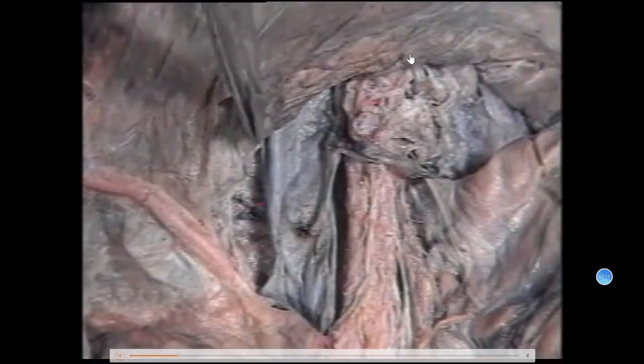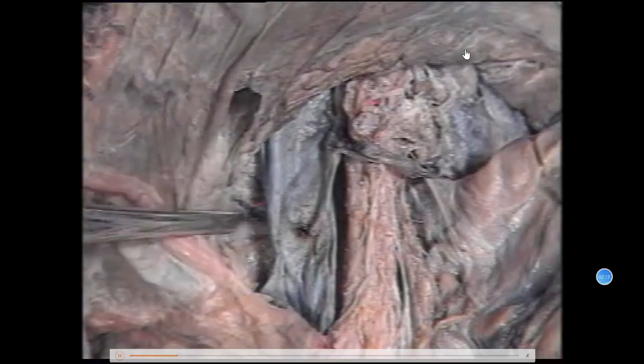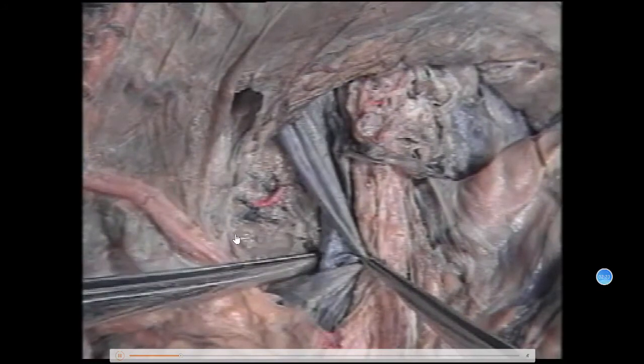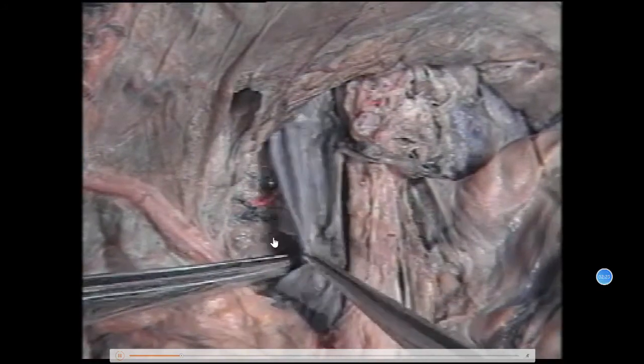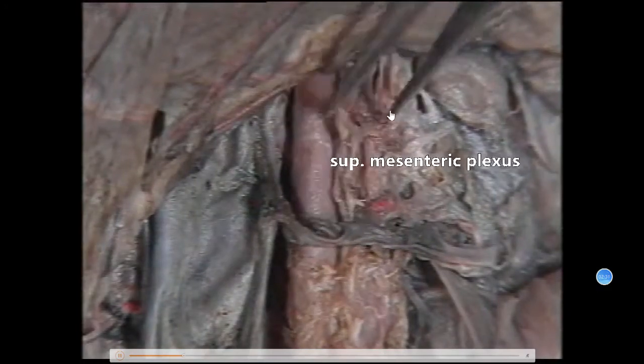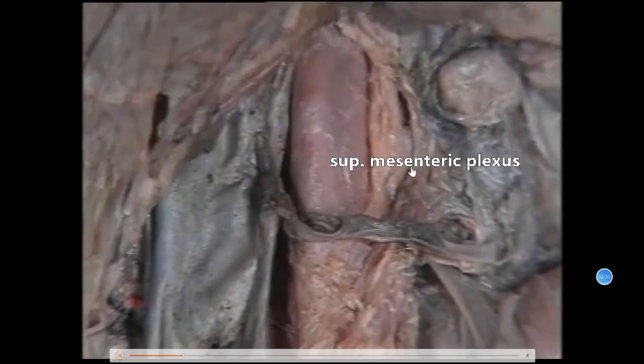The lower border of the body of pancreas. Now here is the head of the pancreas. So this part is behind these superior mesenteric vessels. They are superior mesenteric plexus. They are nervous plexus.